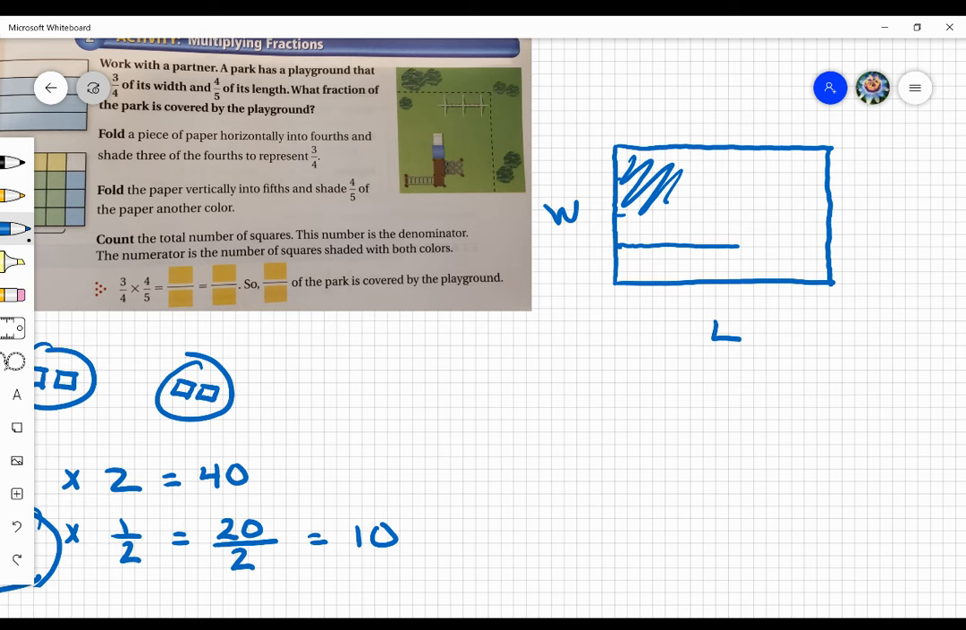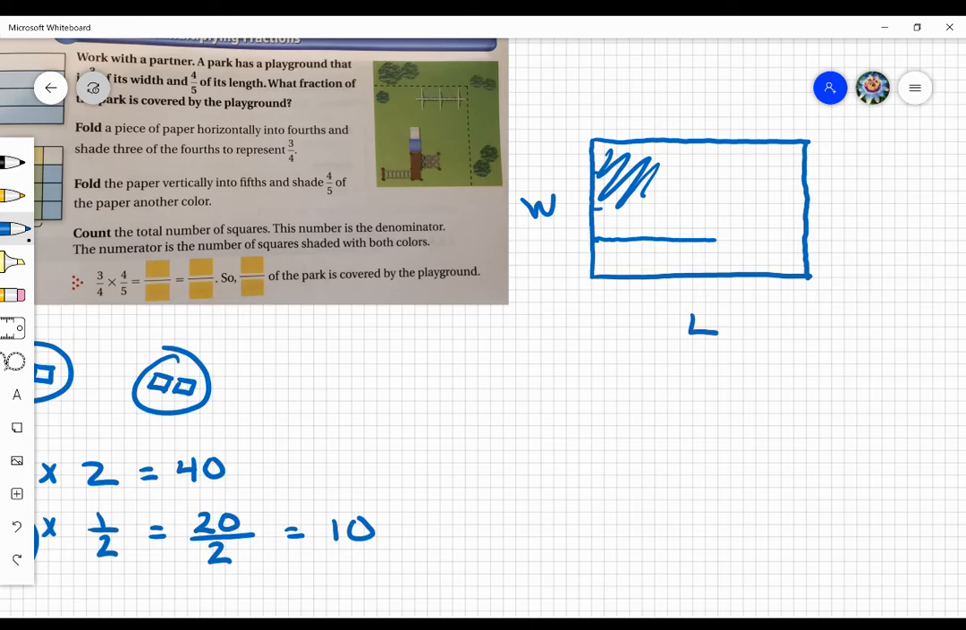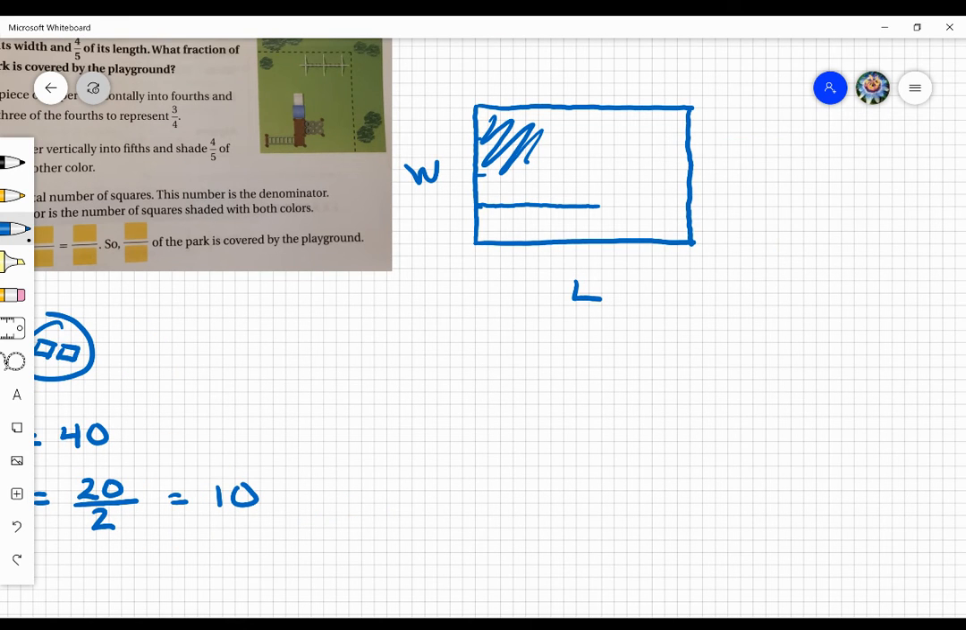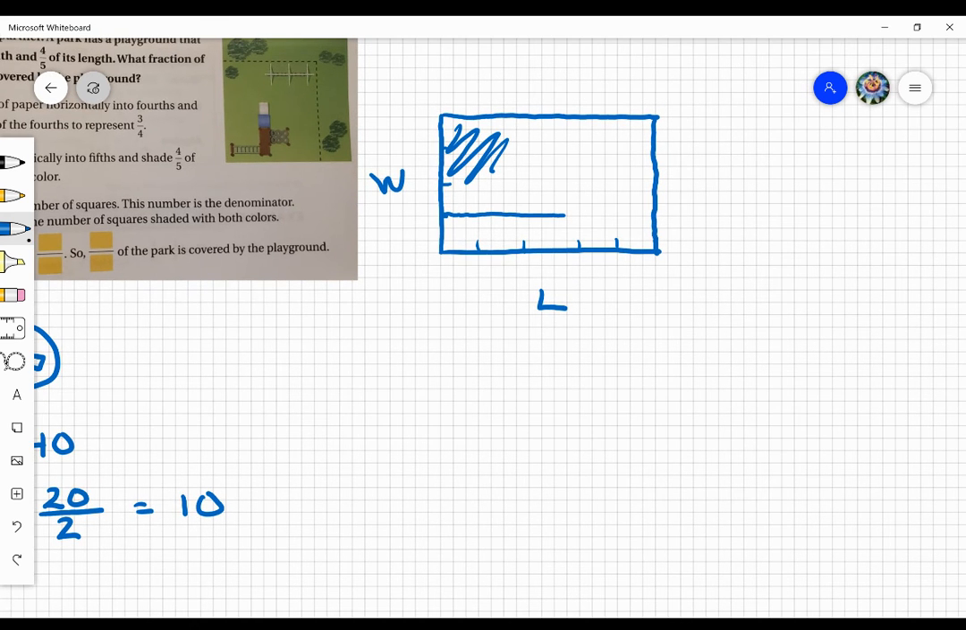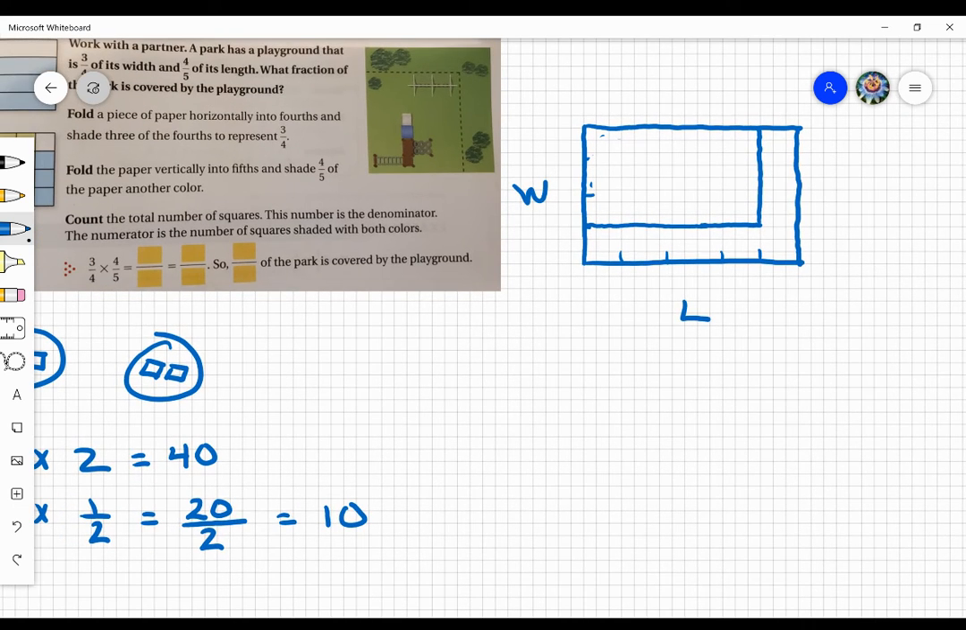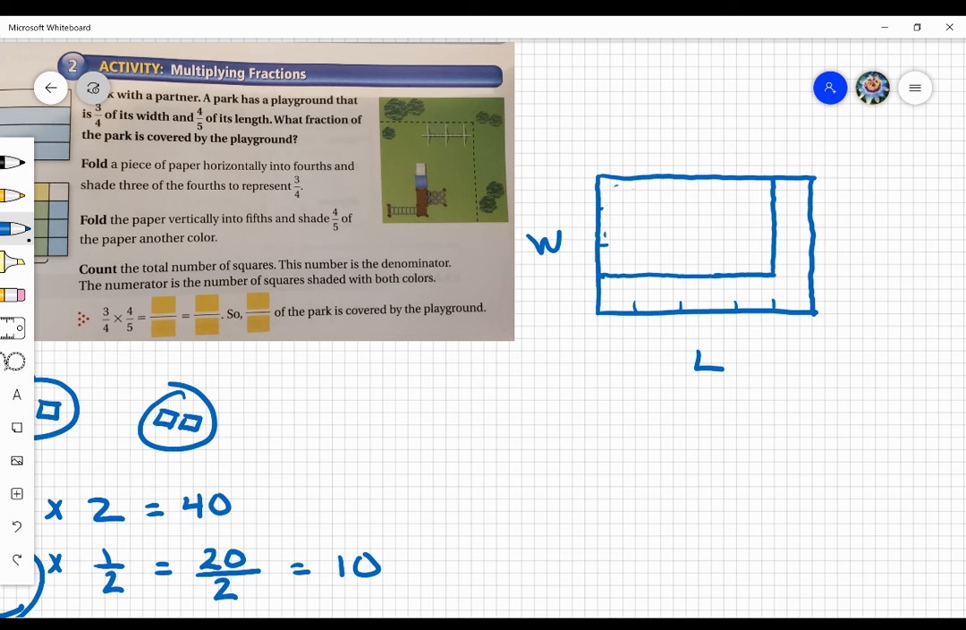But how much of the length? It's 4/5. So let's divide this into fifths. About fifths. So it looks like it would go all the way over to here, where like 1/5, 2/5, 3/5, 4/5 would be here. Okay. Well, how much of the park is taken up by the playground is what they want to know. It's not all of it. It's just a fraction of it.